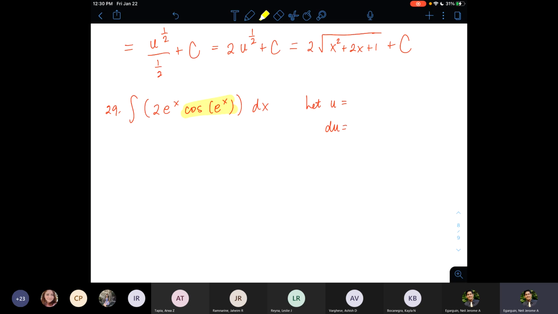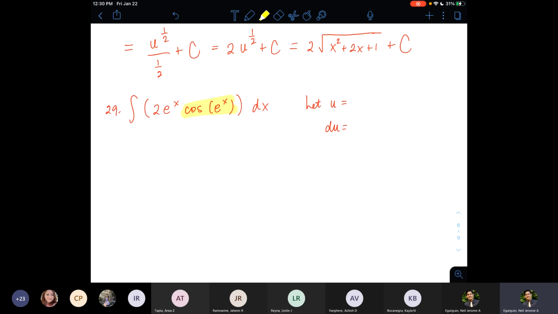If we let u be equal to cosine e to the x, then our du will involve sine. In particular, it would be negative e to the x sine of e to the x. But nowhere in the integrand can you see a negative sine. So that's a red flag for us. We cannot let u be equal to cosine e to the x. So we go to the next good thing.